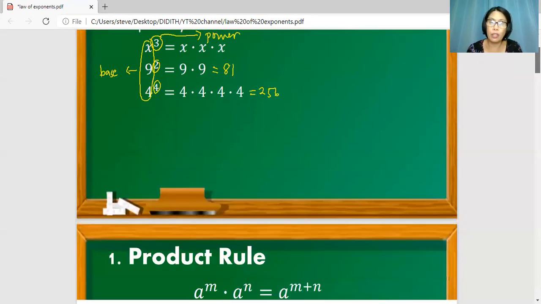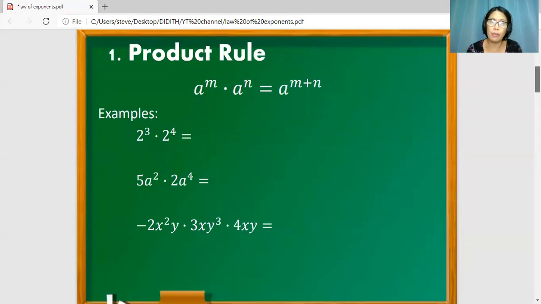So let's work on the first rule, the product rule. From the word product, we're multiplying two expressions of the same base, and the base here is a. So how do we work on the product of two factors having the same base? We just copy the same base and then add the exponents. So that's why we have a to the m times a to the n equals a to the m plus n.